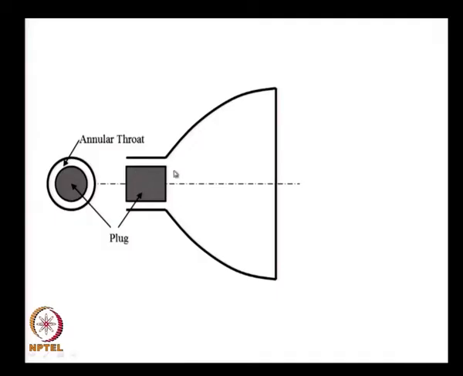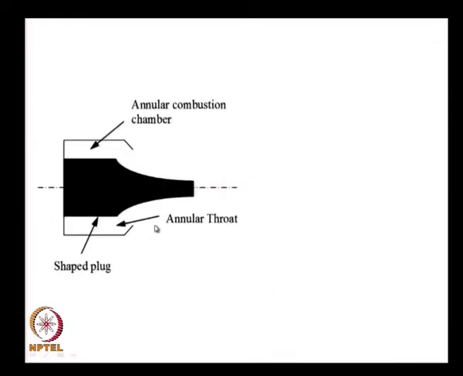This is a plug nozzle. I put a plug here. I have an outer surface which guides the flow. The inner surface is free, therefore it can adapt to the flow as it wants. What you have is an annular throat instead of having a diametrical throat over here. This is what we call a plug nozzle or a spike nozzle. I have a spike over here.